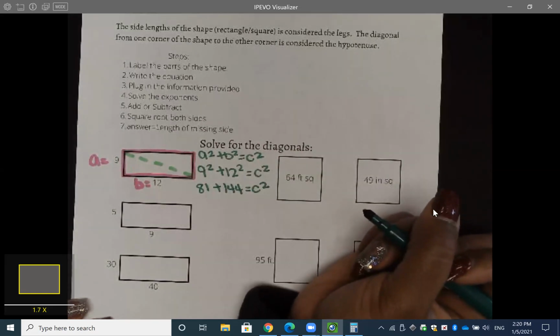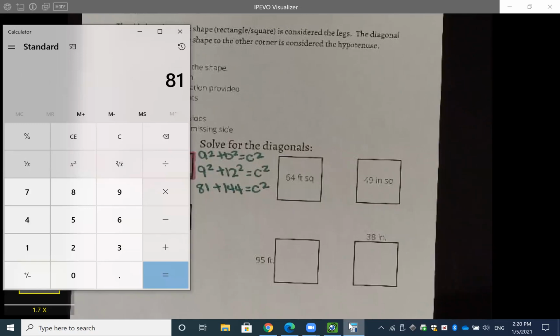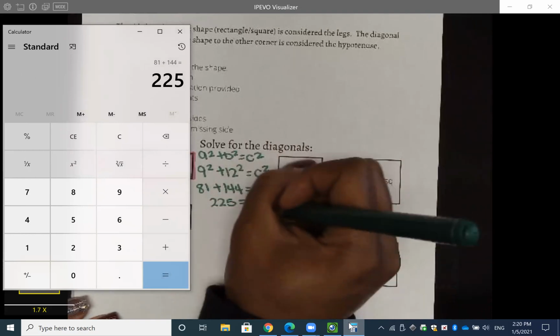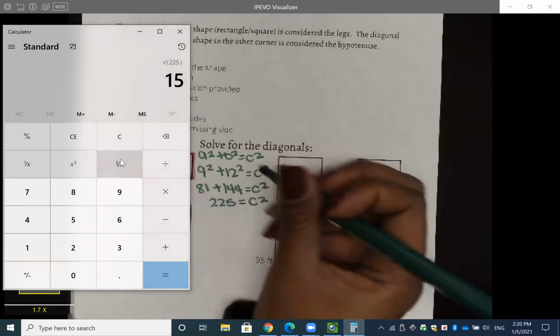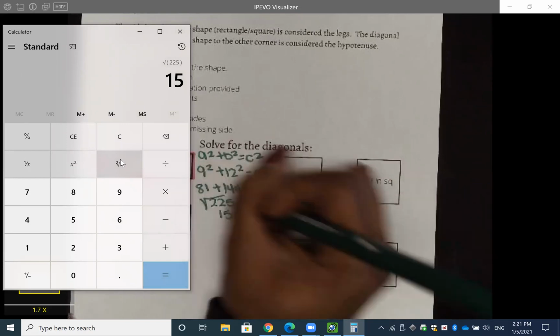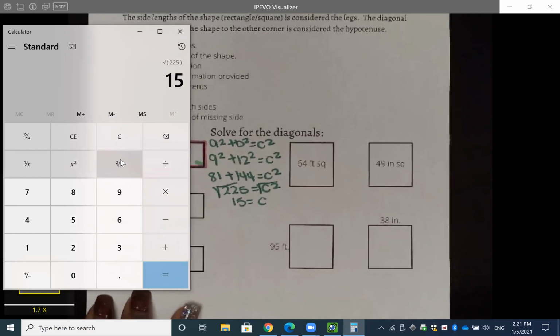Next, we're going to add those together. 81 plus 144 is 225 equals C squared. And then from there, the square root of 225 is 15. So 15 equals C. Okay, that would be our answer.